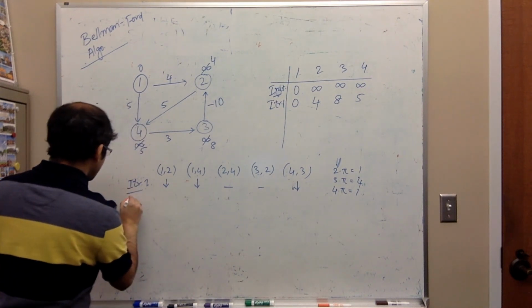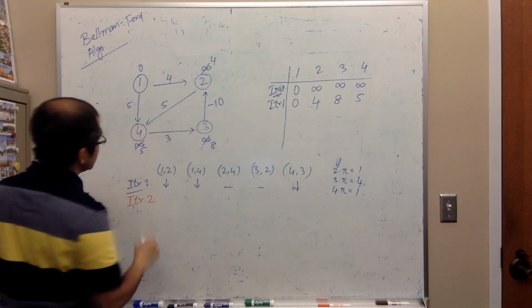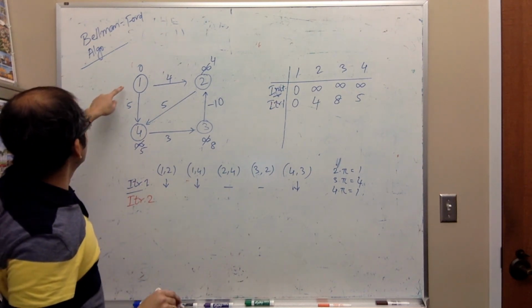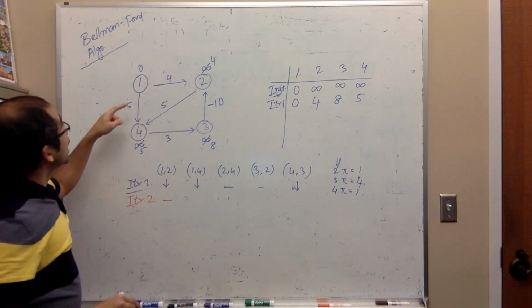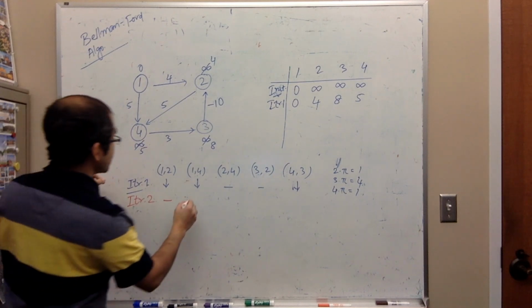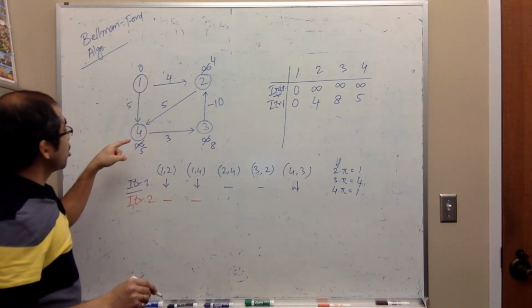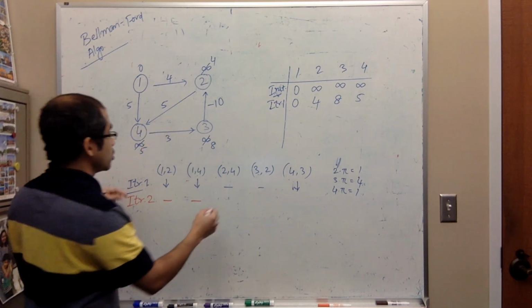Okay, so iteration 2, we do here. Iteration 2 says 1 to 2. 1 to 2 is 4, it's already there, so no change. 1 to 4 is 5, so no change. What about 2 to 4? 2 to 4 is 4 plus 5, 9, so this is not cheaper, so no change.